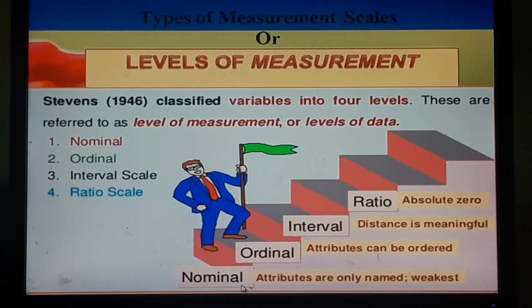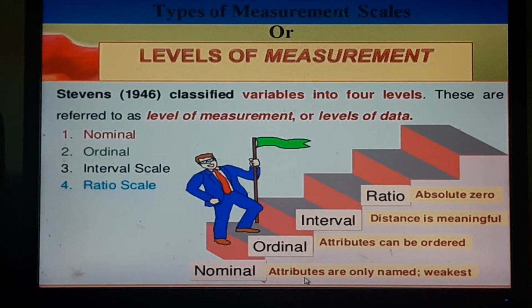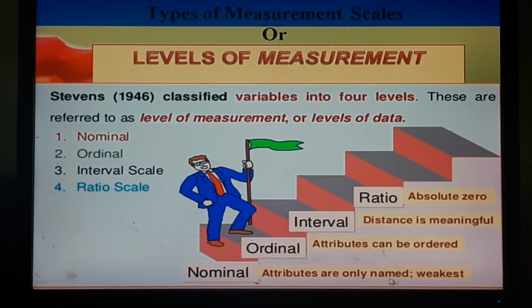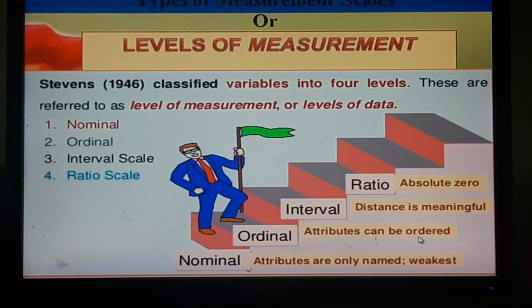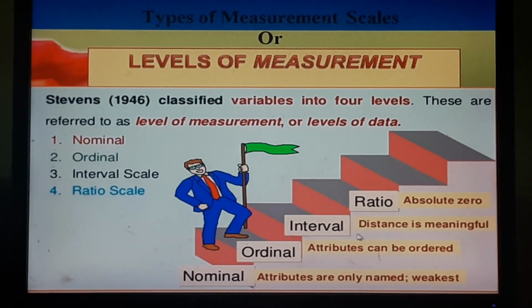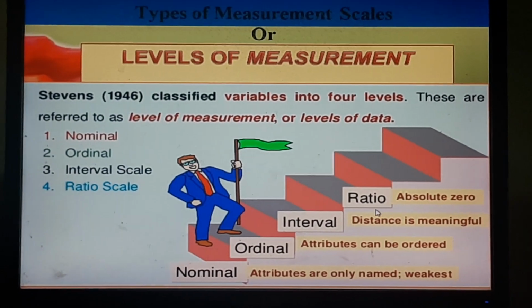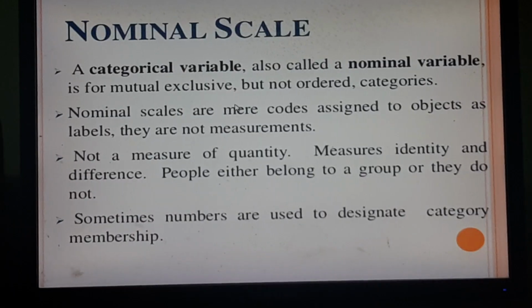Dear learners, now we shall discuss different types of measurement scales. There are 4 types of measurement scales, such as nominal scale, ordinal scale, interval scale, and ratio scale. Nominal scale: attributes are only named, weakest. Ordinal: attributes can be ordered. Interval: distance is meaningful. Ratio: absolute 0.